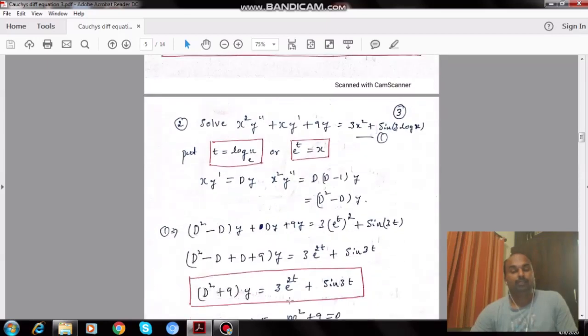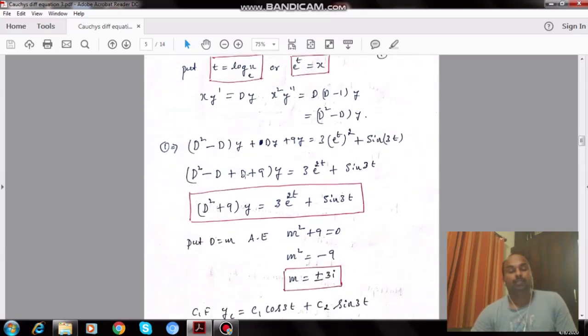So I'll explain another example, that is x square y double dash plus x y dash plus 9y equals 3x square plus sin 3 log x. Again the same substitution, t equals log x, e power t equals x. x y dash is Dy, x square y double dash will be D square minus D into y. Substituting in the equation, it becomes D square minus D into y plus Dy plus 9y equals 3 e power t whole square, since x is e power t, which is nothing but e power 2t. Sin 3 log x is sin 3t.